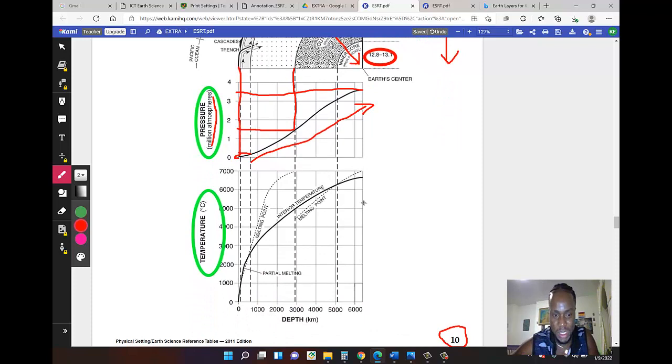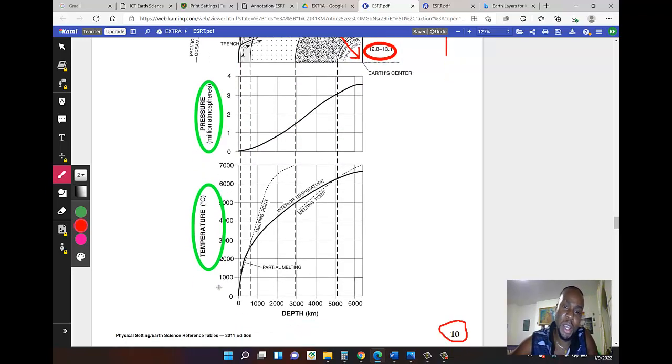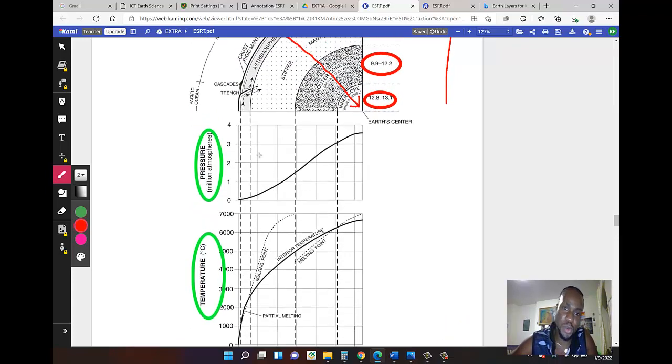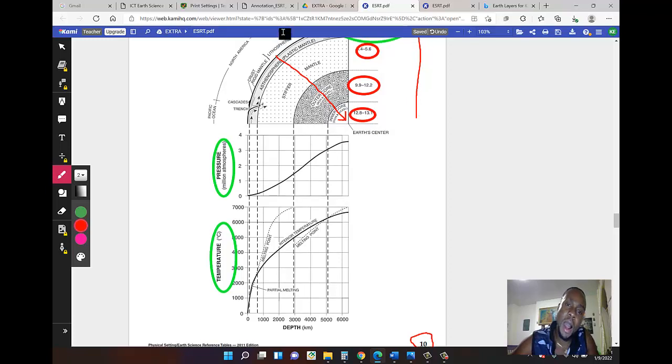Next, we'll look at temperature. So just for clarity, I'm going to take everything off so we have enough space. Next, we're going to look at temperature. So as you can look, temperature is very similar to pressure as well. As you go, I'm going to zoom in a little bit so we have enough space. As you go deeper into the Earth, you see that temperature is also increasing.